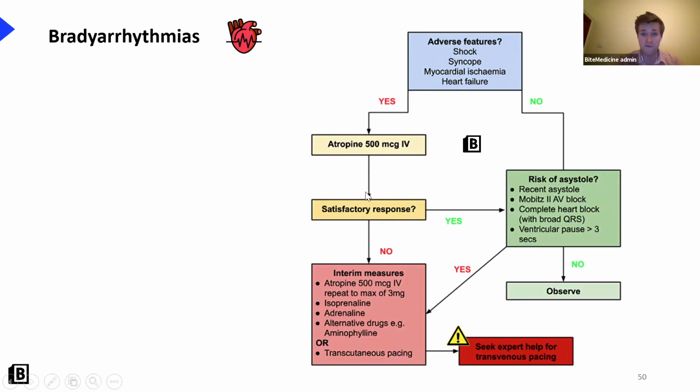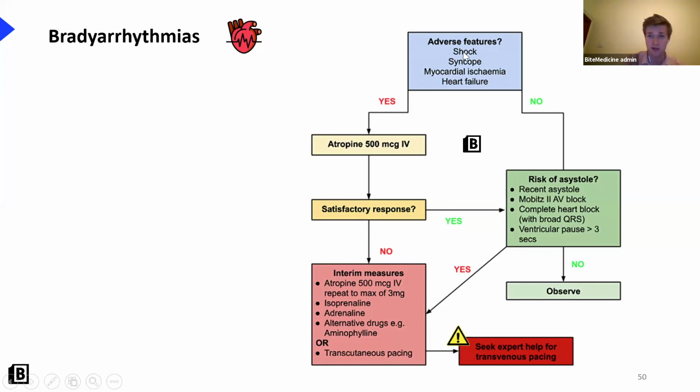slightly faster. If you get no satisfactory response, then you can try some more atropine, or you can try some different drugs such as isoprenaline or adrenaline, or you may even need to start with some pacing, so basically putting some wires on the patient and then manually stimulating their heart, which can be pretty unpleasant. Again, these are all going to be things that you're going to be asking your registrar to assist you with, and at some point the cardiologist will step in and help.